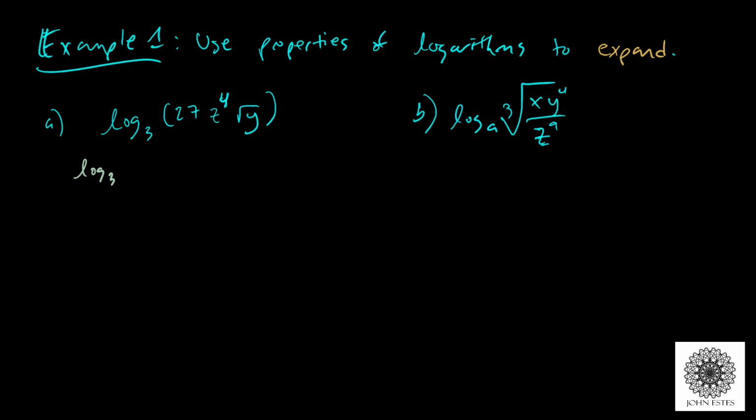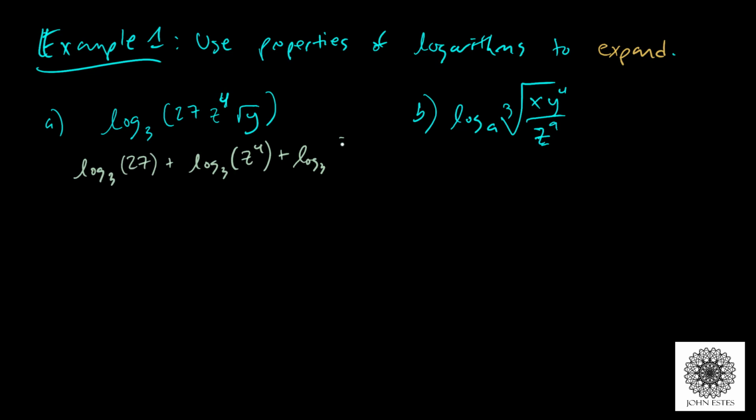So what I mean by that is I have log base 3 of 27 plus log base 3 of z to the 4th power plus log base 3 of the square root of y, right? Because those are the three things that are being multiplied across each other. And then hopefully I can simplify those even more. And you know what? I have an idea.